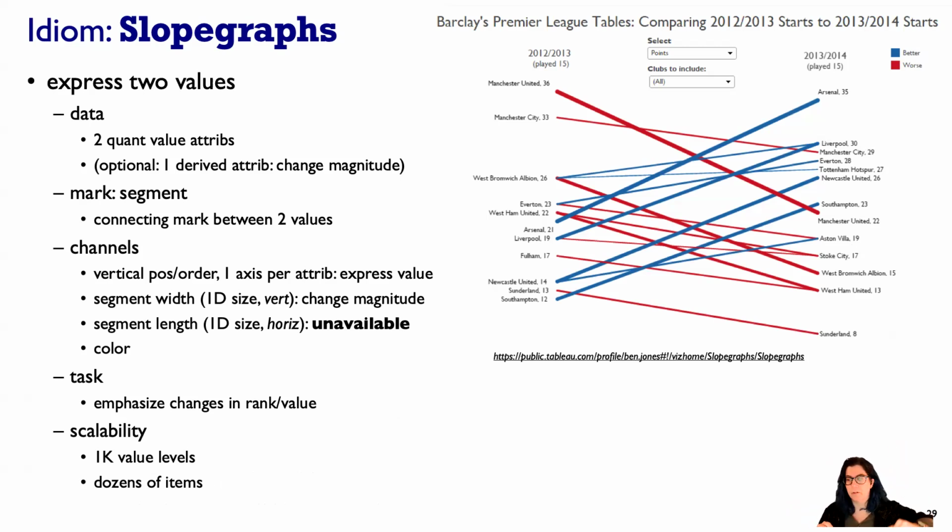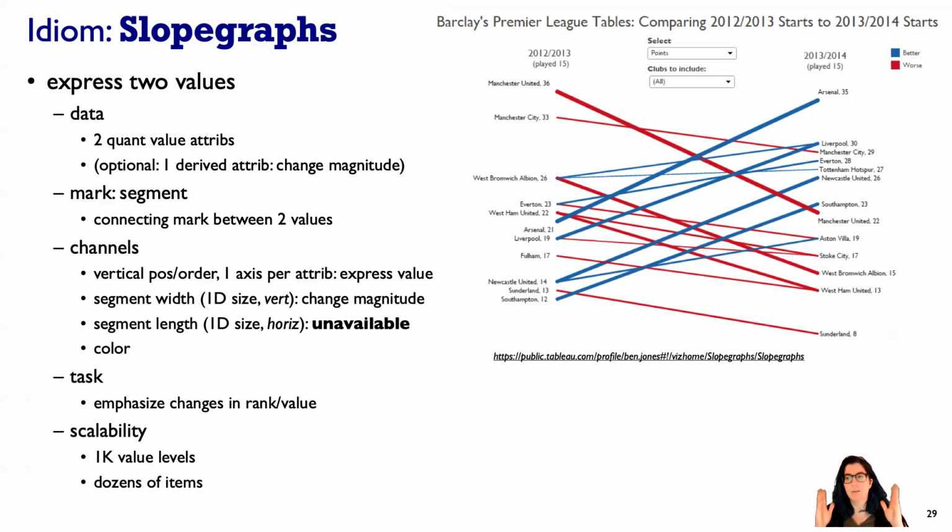So we lay out values, you think conceptually, you don't have to draw points. You think of the value on one axis, the value on another axis, and then you connect them up with a line. So we have two different axes, one per attribute, and then we can actually width code that. Here we've got a derived attribute, which is the amount of change.